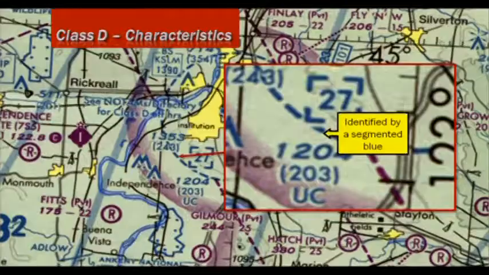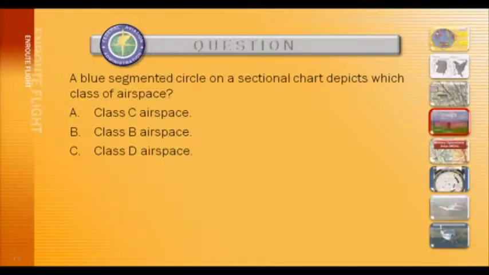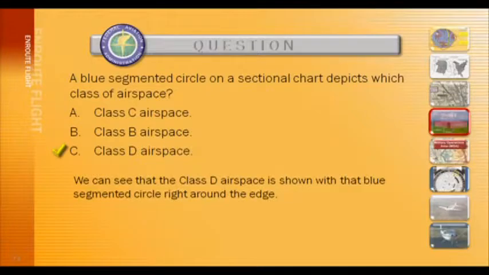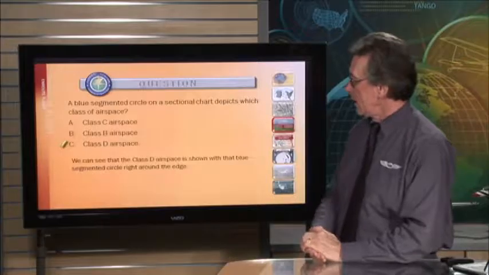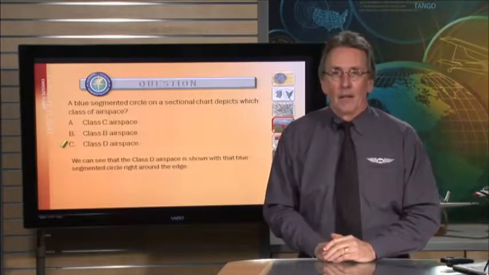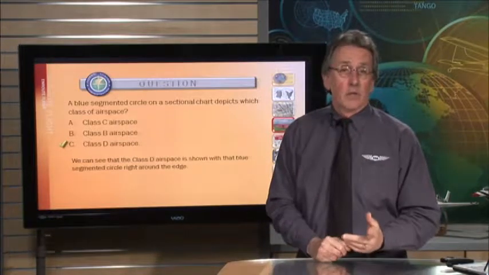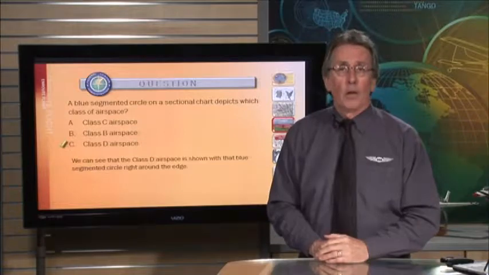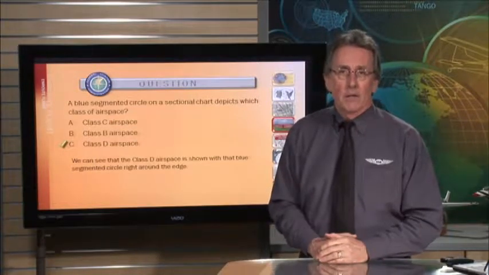Of course, you recognize this from what you just saw in the classroom. And that segmented circle is recognizable as Class D airspace. Correct answer, C. We can see that the Class D airspace is shown with that blue segmented circle right around the edge. Okay, now let's go to Josh back in the classroom for some additional discussion of airspace.